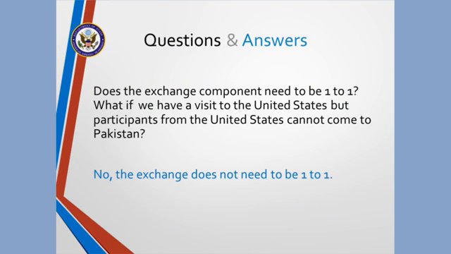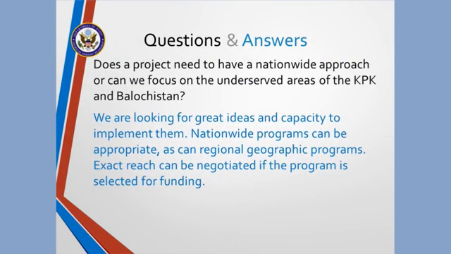So, one more question. Does the exchange component need to be one-to-one? What if we have a visit to the United States, but participants from the United States cannot come to Pakistan? So there is no rule that the exchange be one-to-one, meaning that there be an equal number of participants from Pakistan going to the United States and from the United States going to Pakistan. That being said, we do think there would be an advantage for proposals that contain elements going in both directions.